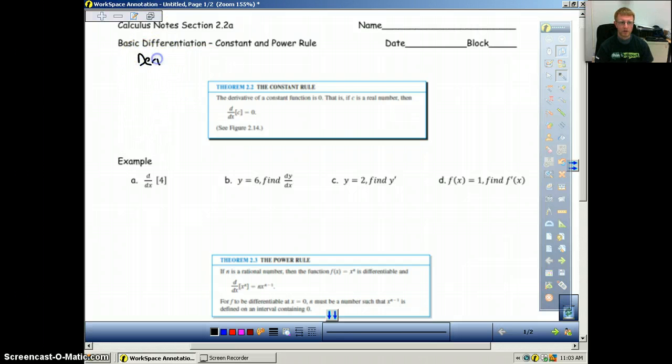So the derivative is the slope, okay, of our function at any given point. So let's talk about some really quick rules here that are going to help us quite a bit.